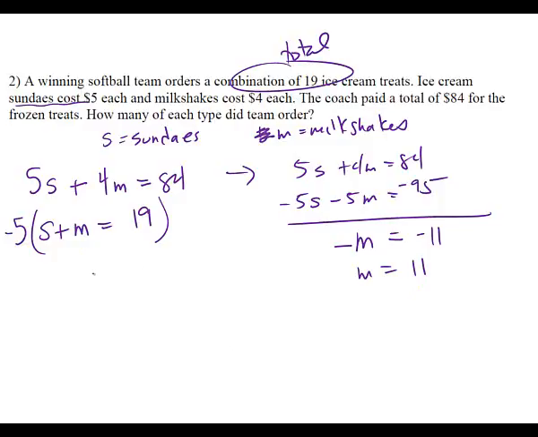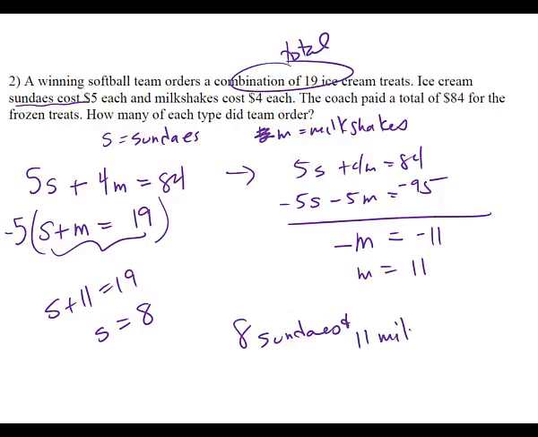All right. To get sundaes, I'd probably plug into this one here, right? Yeah. So sundaes plus 11 equals 19. So how many sundaes? 8. So we would write that there are 8 sundaes and 11 milkshakes.